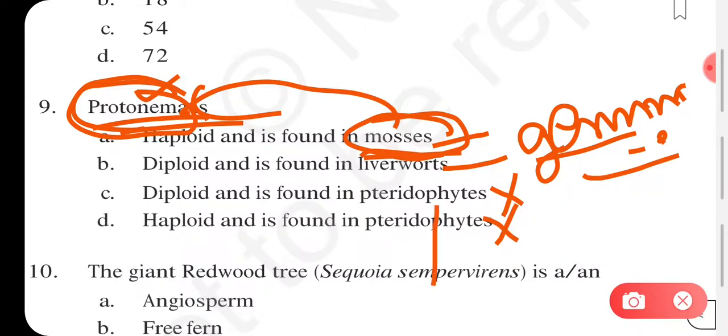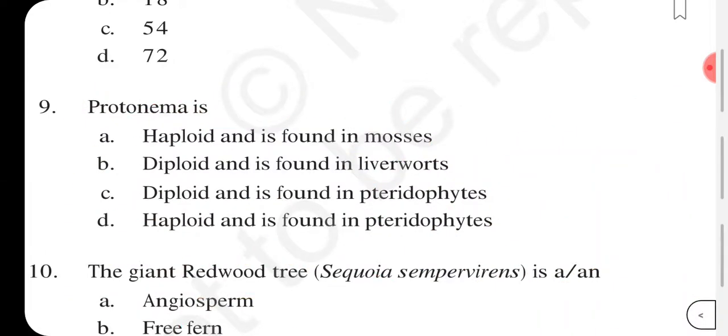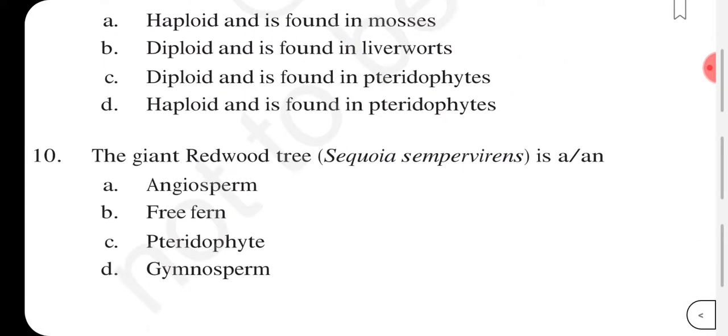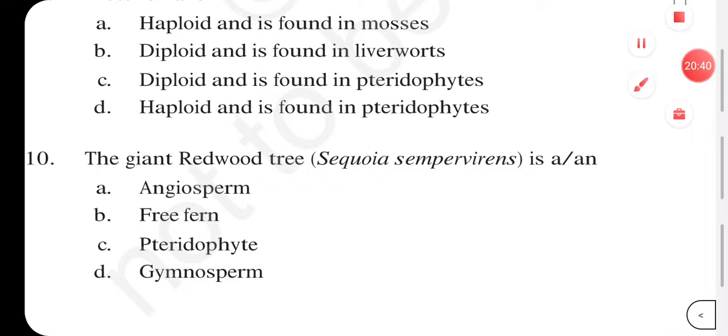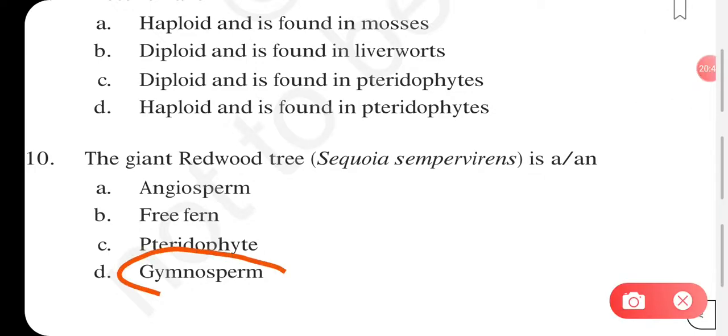Okay, the last question is on the giant redwood tree, Sequoia sempervirens. Sequoia is one of the tallest trees, and we see that tree among gymnosperms. It is placed in gymnosperms. Okay, it's a gymnosperm. It is one of the tallest trees. So this is something you should know.